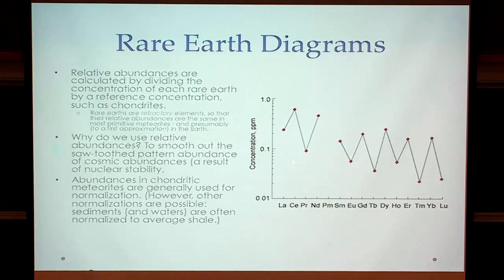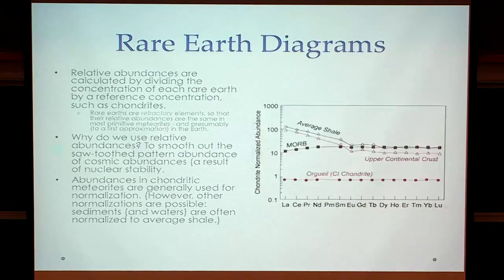This is just the concentration in the CI chondrites in parts per million. There's an up-down feature here which reflects nuclear stability and the way in which the elements are created. We can get rid of that sawtooth pattern by normalizing. So here's Orgueil. This is the classic CI chondrite. It has a concentration a little bit lower than the average ordinary chondrites because it's rich in volatile material.